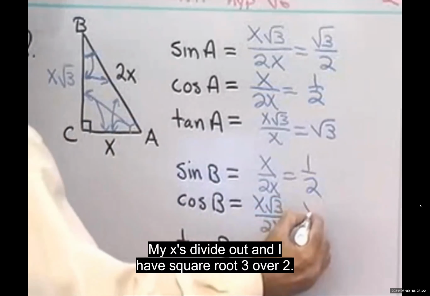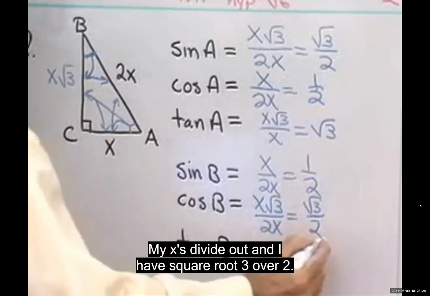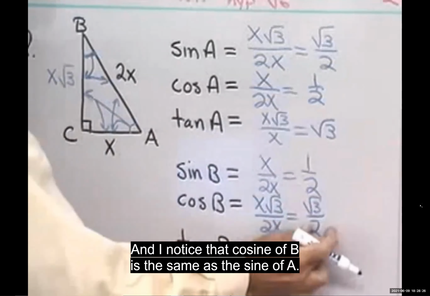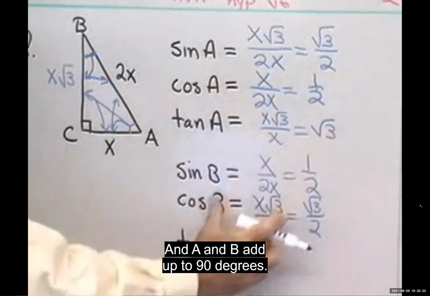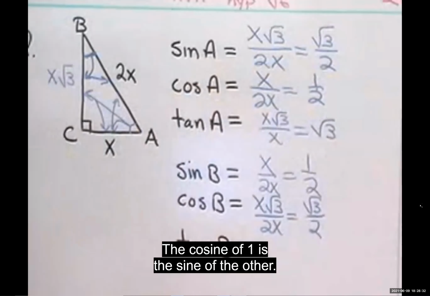My x's divide out, and I have square root 3 over 2. And I notice that cosine of B is the same as the sine of A. And A and B add up to 90 degrees. The cosine of one is the sine of the other.